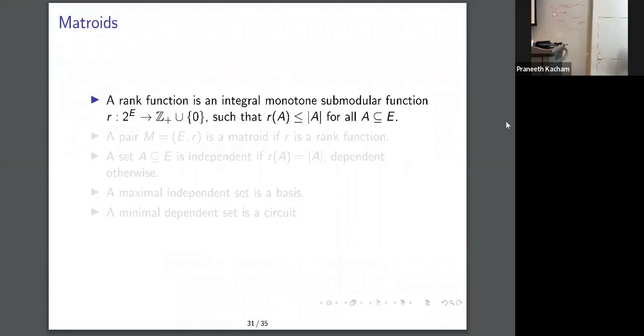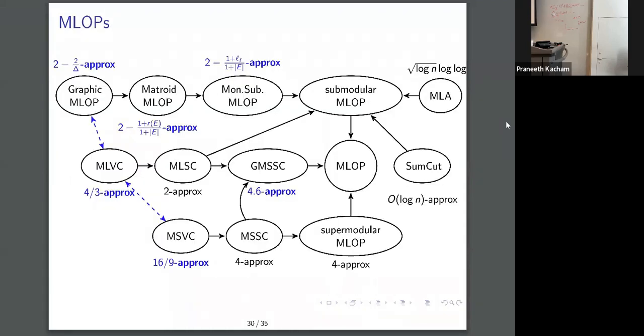Sorry, a question on that. So something like minimum latency vertex cover or minimum latency set cover, are those not monotonic? Is that not a monotonic function? Or is it negative? It doesn't seem like it's negative.